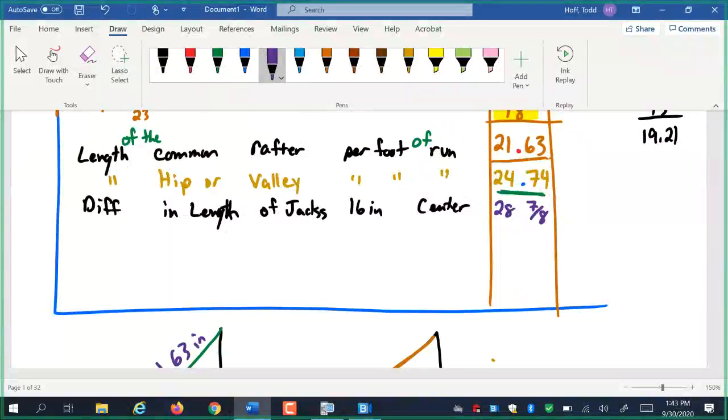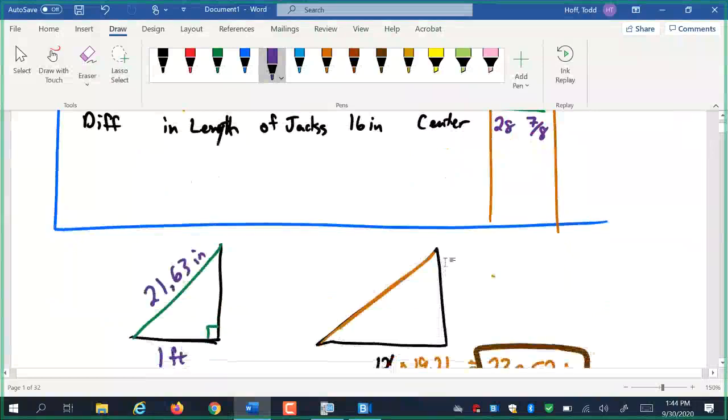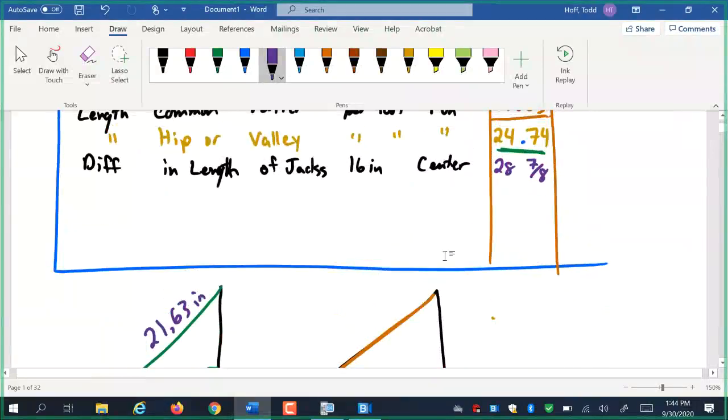It's strange that it flops back and forth from decimals to fractions like that. And it's not consistent from one framing square to another. Some framing squares do keep it all in decimals. This one does flop back and forth, and a lot of them do. So 28 7/8 inches per is the difference.